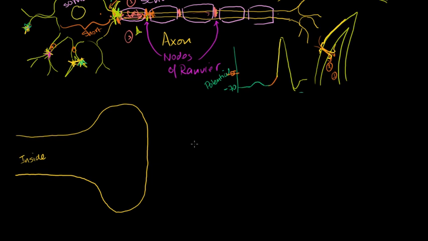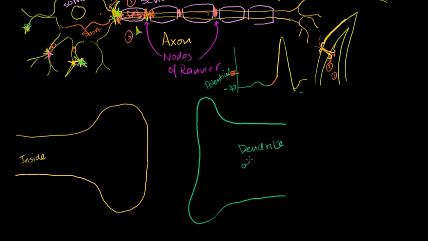And then the next dendrite, let me draw it right here. The dendrite of the next neuron. Let me put it right there. So we've really zoomed in. So this is the dendrite of the next neuron. This is inside the first neuron.